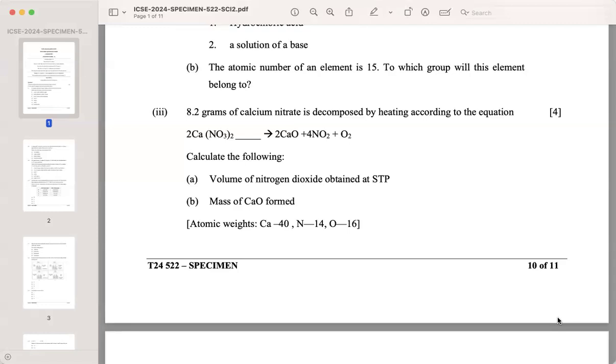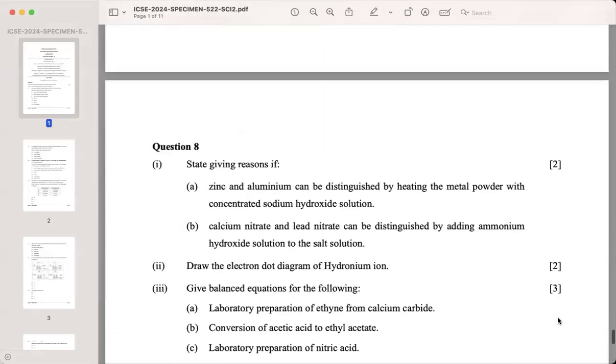Mass of calcium oxide formed. Again, 328 grams of calcium nitrate gives 2 into 56 grams of calcium oxide. Hence, 8.2 grams of calcium nitrate will give 2 into 56 divided by 328 into 8.2 equal to 2.8 grams will be the answer. Now, in the question number 8, state the following.